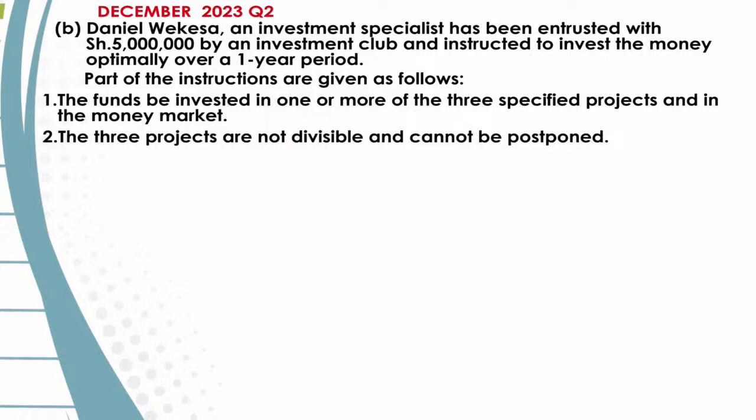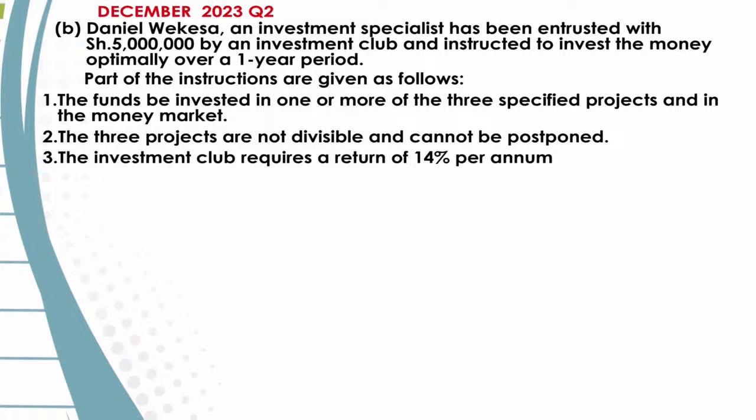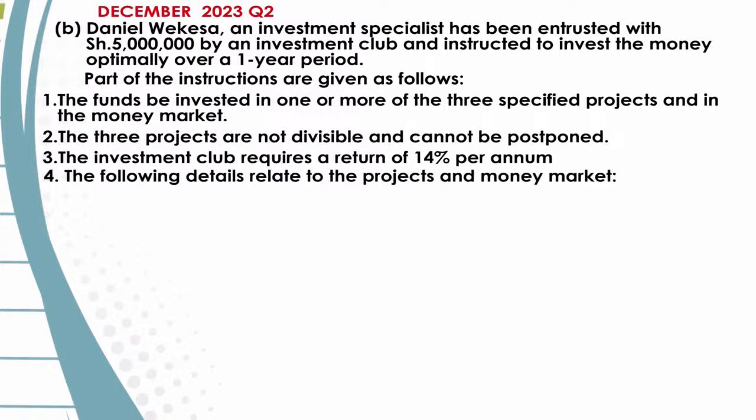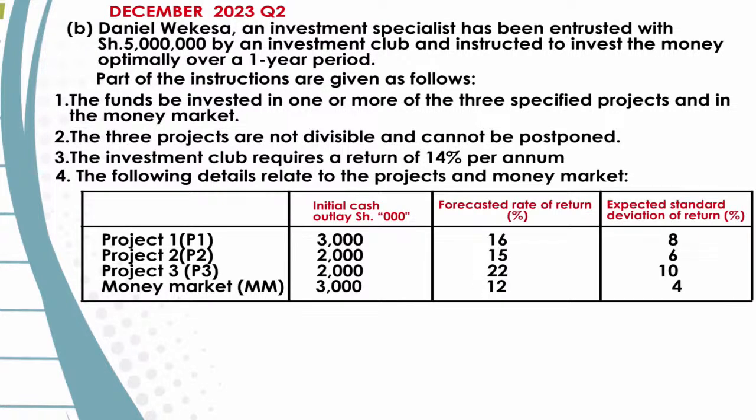Number 2, the 3 projects are not divisible and cannot be postponed. Number 3, the investment club requires a return of 14% per annum. Number 4, the following details relate to the projects and money market. So we have the information on project 1, project 2, project 3, and the money market.